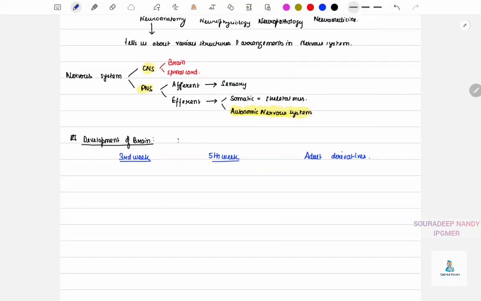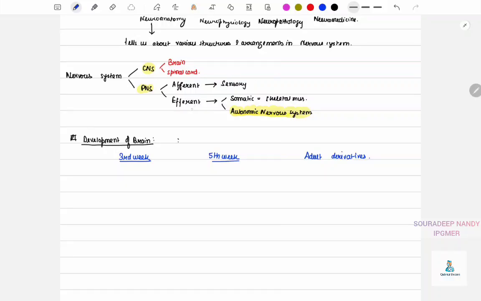Now the nervous system is divided into two parts. One is the central nervous system and one is the peripheral nervous system. The central nervous system includes the brain and spinal cord, whereas the peripheral nervous system has two components: the afferent component and the efferent component. The afferent component takes information from different receptors present in the body towards the central nervous system, so it is composed of the sensory part.